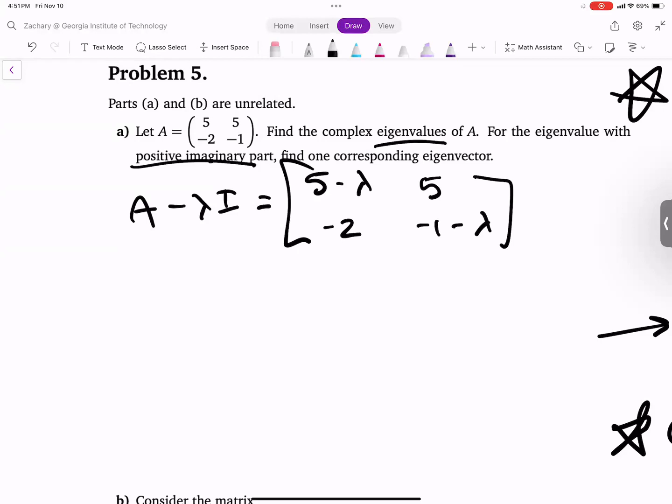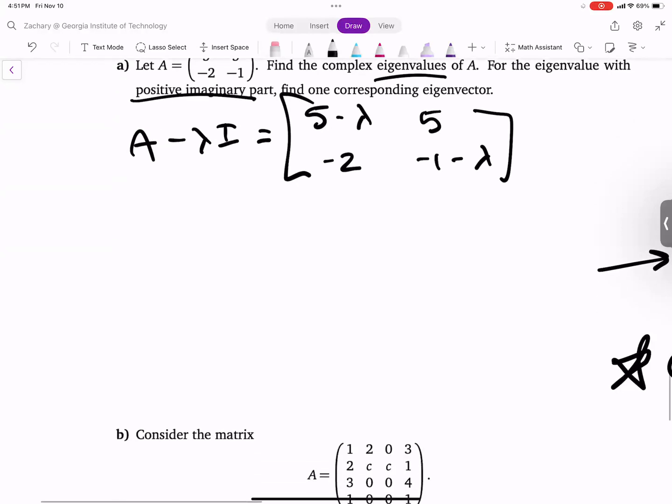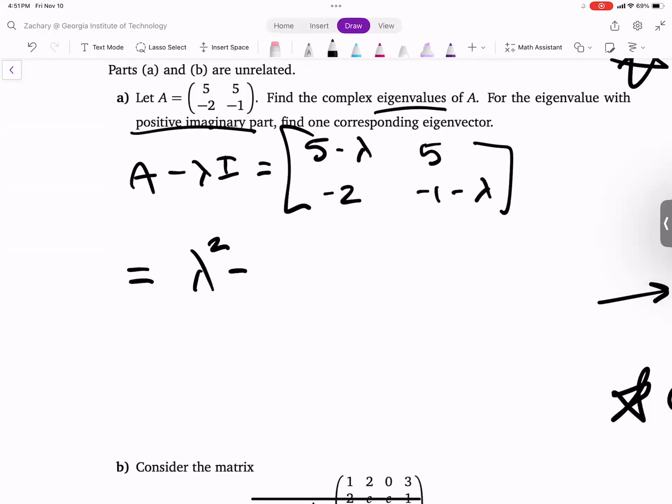Okay, now we take the determinant of this, and there's two ways to do it. You can multiply things out, AD minus BC, or for a 2 by 2, you will always have lambda squared minus the trace of A, which is the sum of this diagonal, times lambda, plus the determinant of this, which is -5 plus 10, which is 5.